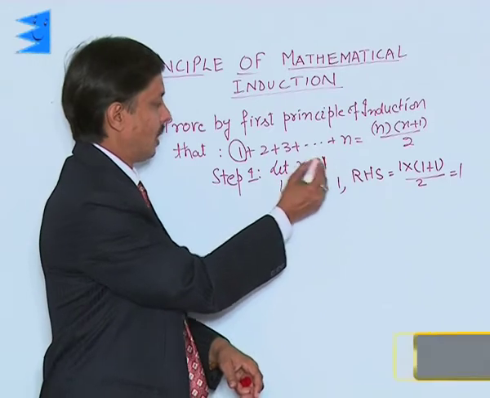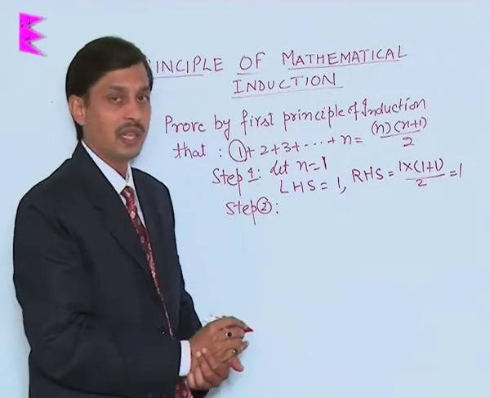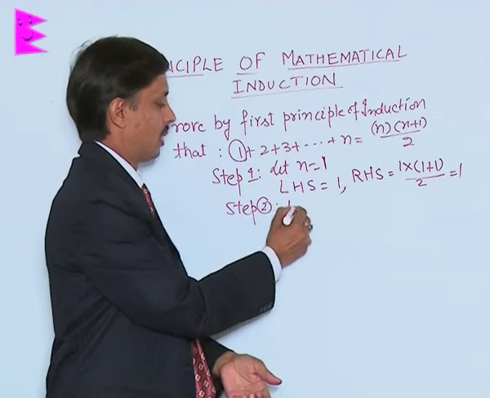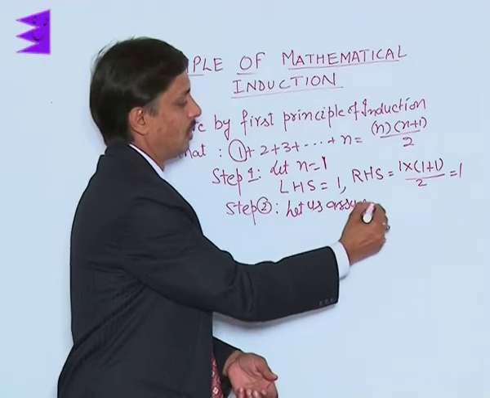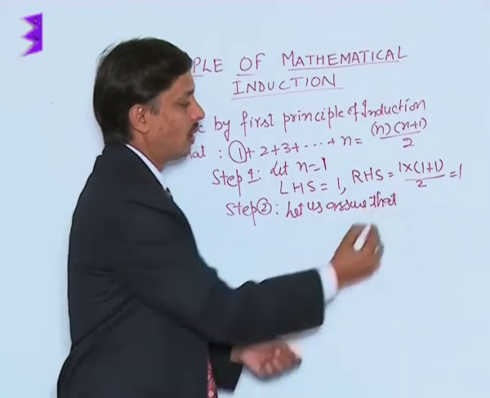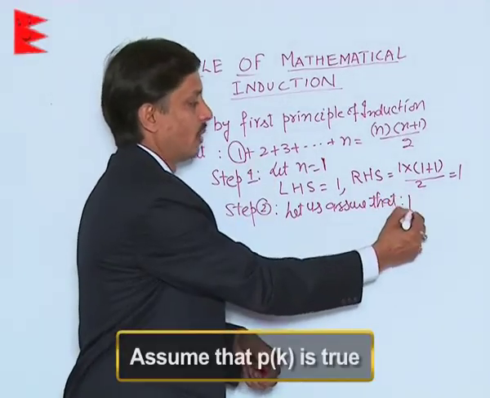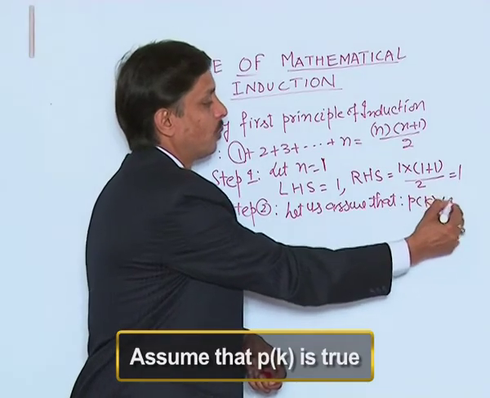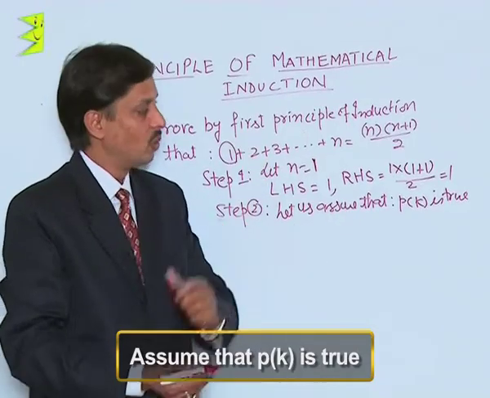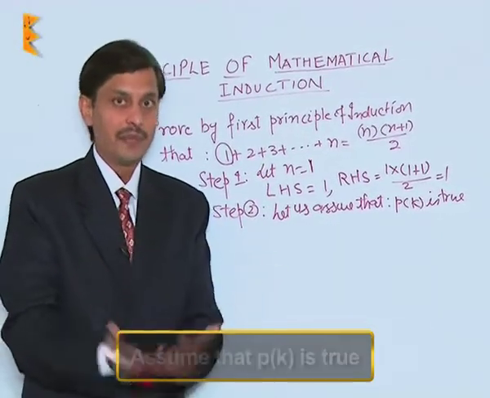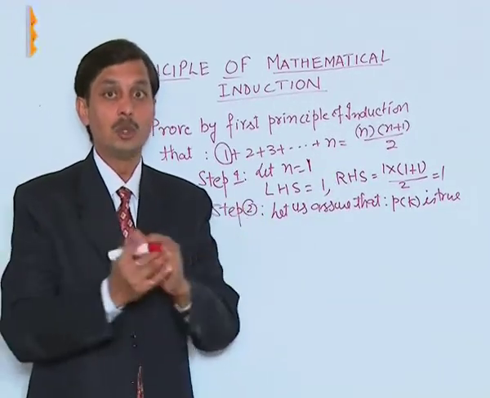Second step for the mathematical statement to prove by induction: let us assume that the result holds true at n is equal to k. Let us assume that P(k) is true. That means the value of this statement at n is equal to k holds correct. This is not to be verified. This is what we are assuming.